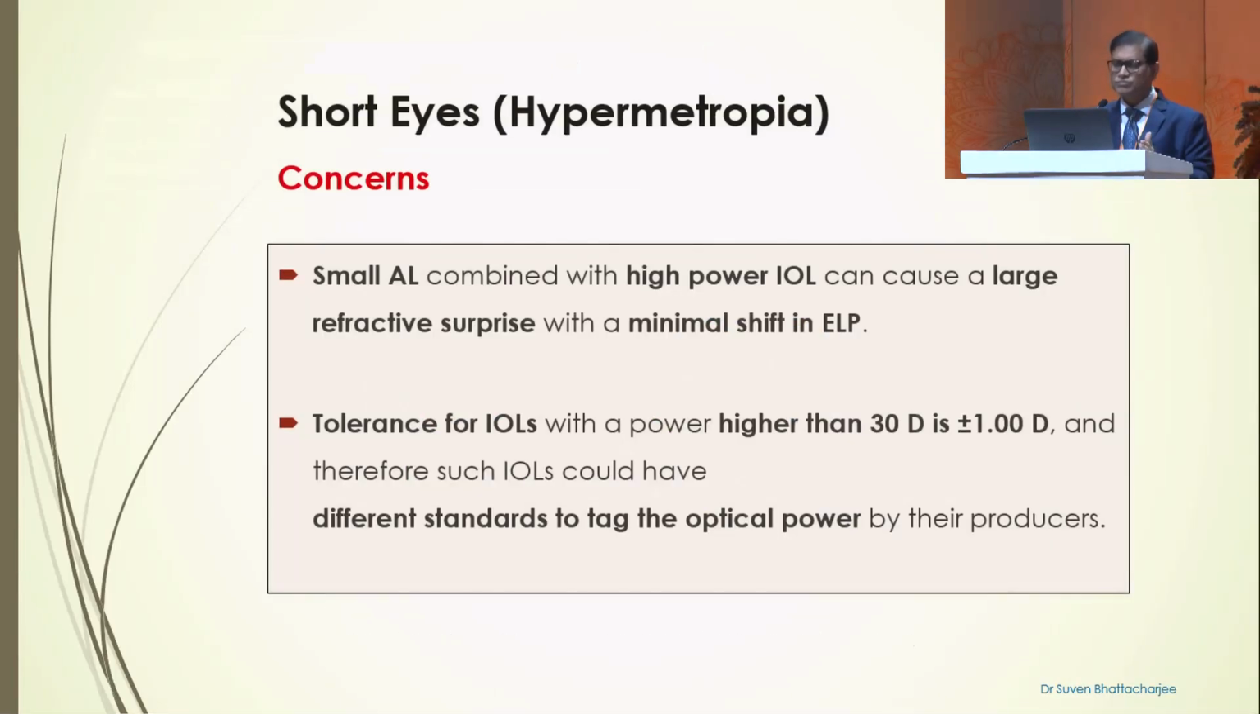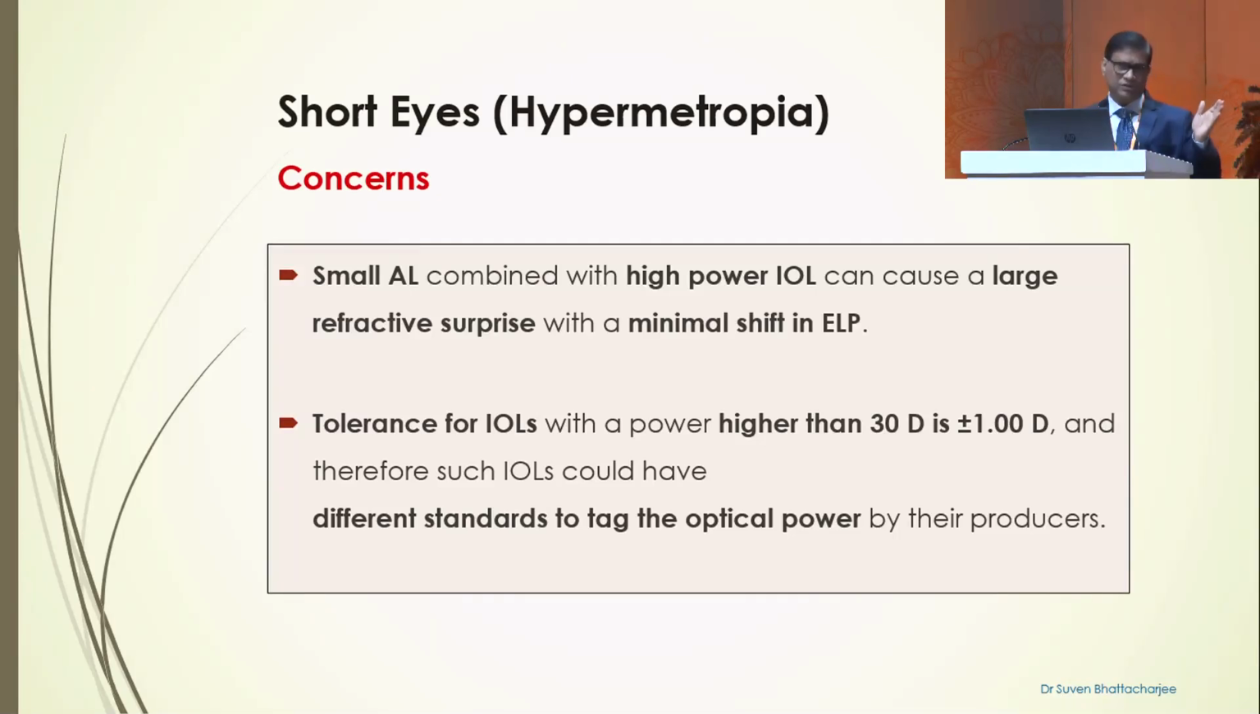And if you look at the prediction error in diopters versus the axial length, again the Barrett did better than others. Now we come to the crux of the problem, short eyes. As Doug has told us, there is something which we have to understand very clearly. A small axial length combined with a high power IOL can cause a large refractive surprise even with a minimal shift in ELP. Now, ELP has been the biggest bugbear in the entire IOL calculation process, and if there is a small shift over here, this is a huge difference.